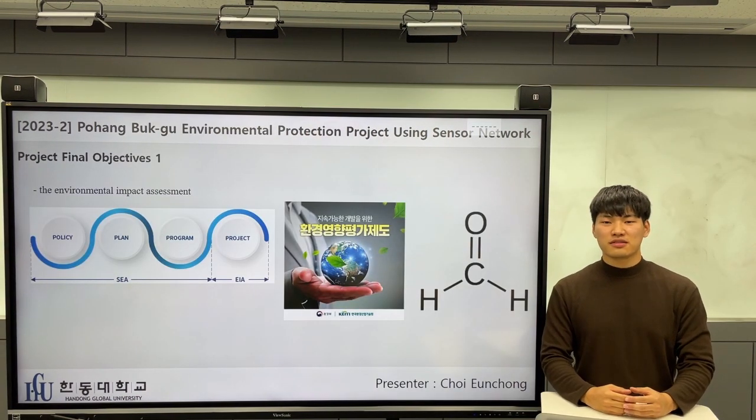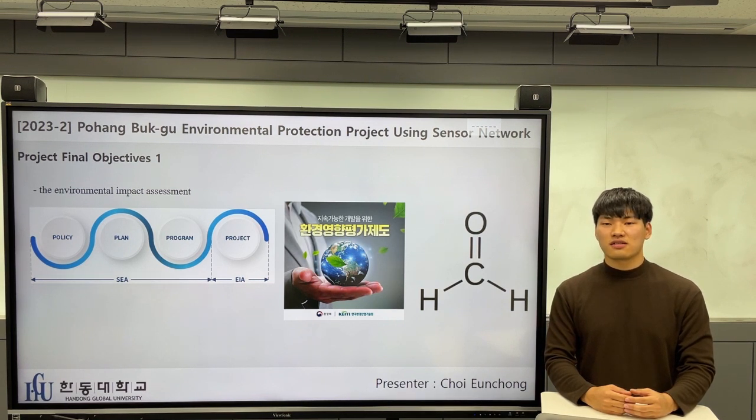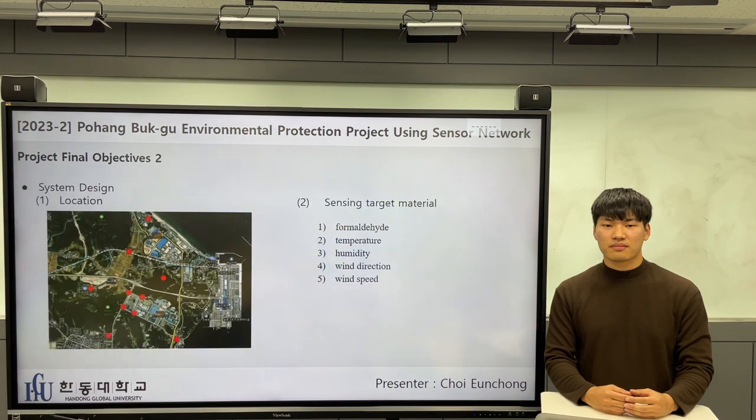According to the environmental impact assessment of the Yongilman 4 industrial complex, formaldehyde is expected to exceed the risk standard. Therefore, we selected formaldehyde as a key target material. The purpose of our project is to check whether formaldehyde occurs in the Yongilman industrial complex and whether formaldehyde affects schools and residential areas. To achieve this goal, we developed a formaldehyde monitoring system.